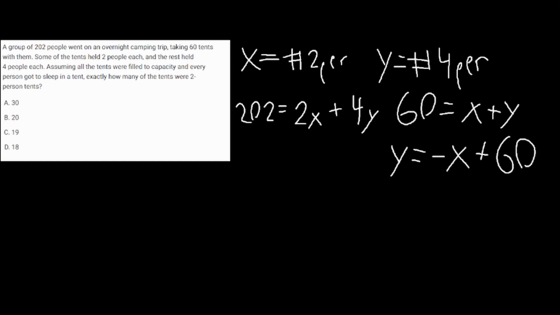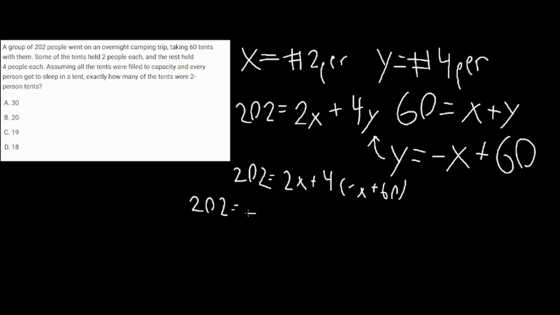Now, I am going to substitute that in to our first equation. So we'll get 202 equals 2x plus 4 times negative x plus 60. Multiplying that out, we get 202 equals 2x minus 4x plus 240.